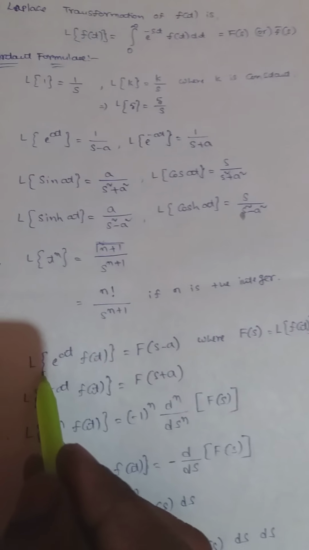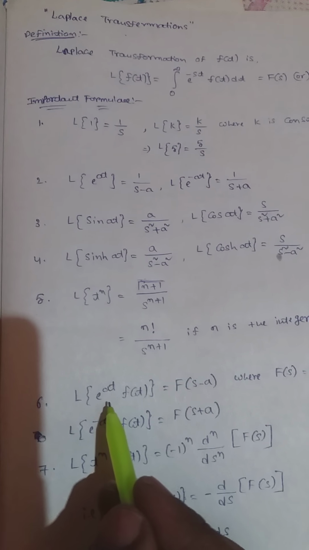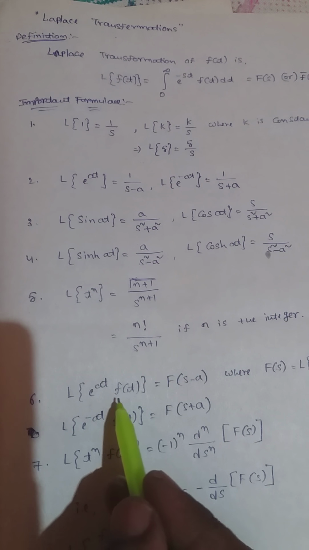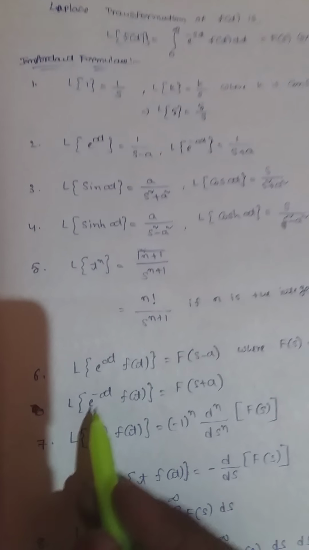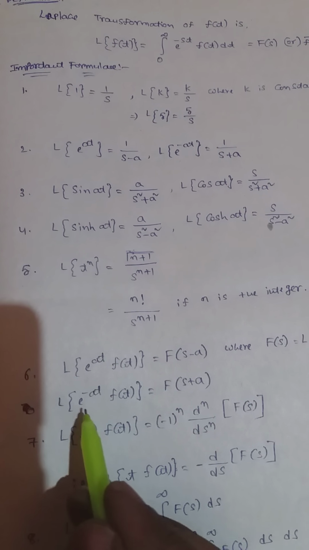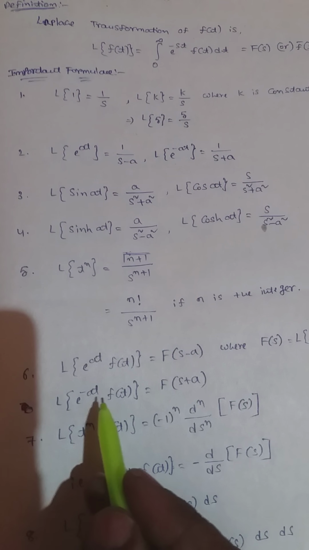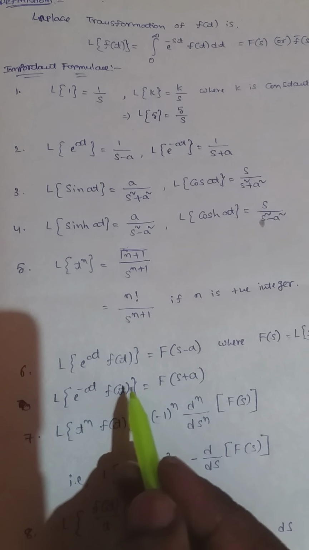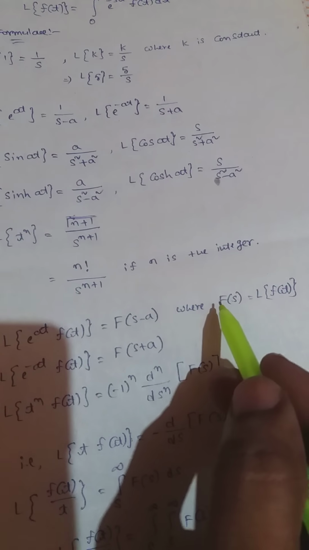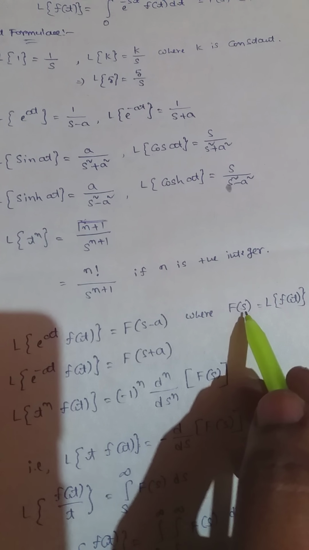If we have inside Laplace this kind of e power at into a term in terms of t. And now similarly, if f of t is multiplied by e power minus at, simply the same formula. But here in the Laplace of f of t, which we denote as capital F of s, replace s this time by s plus a.